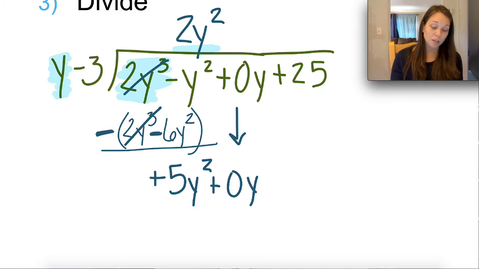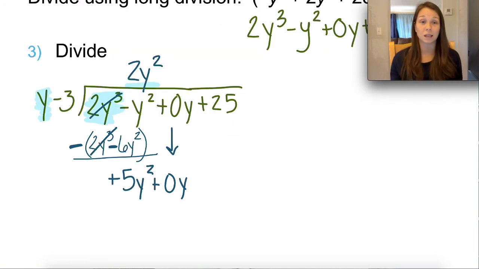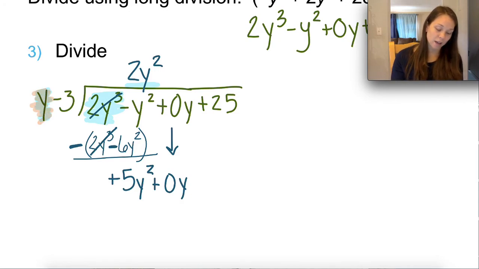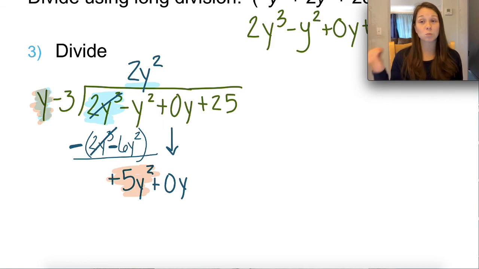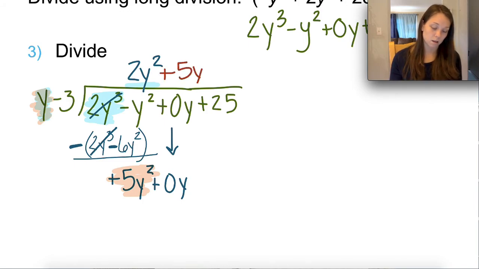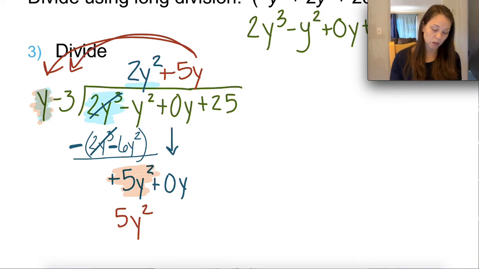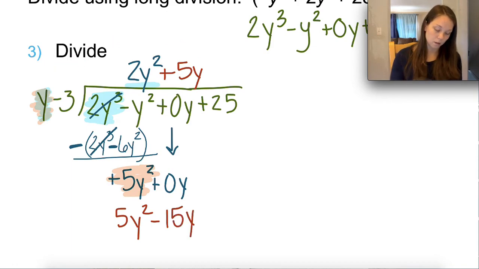Now this process that I had started before is going to go on repeat. Now I'm back to the drawing board and I'm thinking about this y value in my divisor times what is going to give me this 5y squared. Y times what is going to give me 5y squared? And the answer to that is 5y. So now when I take 5y and I multiply it by this first y, I get a positive 5y squared. 5y times negative 3 is minus 15y. Wrapping that in parentheses and putting a subtraction sign on the outside.